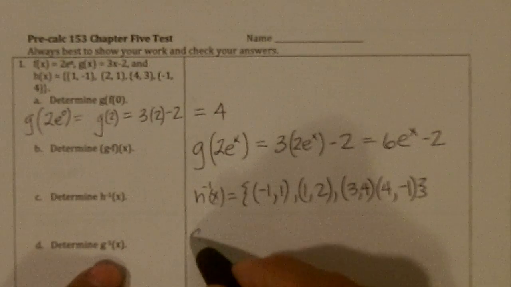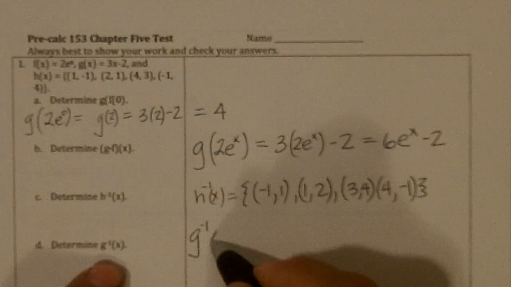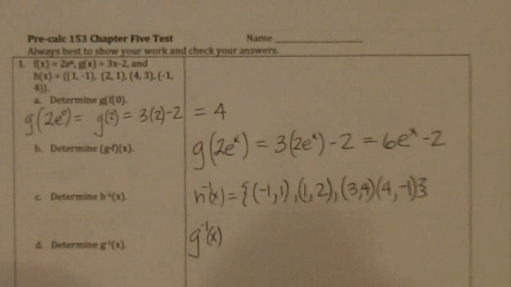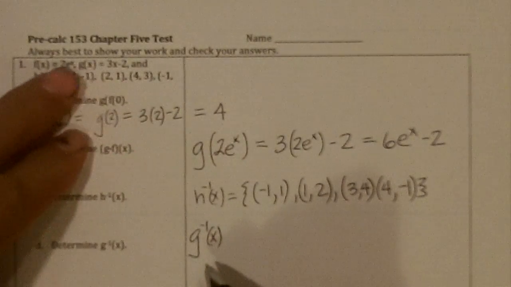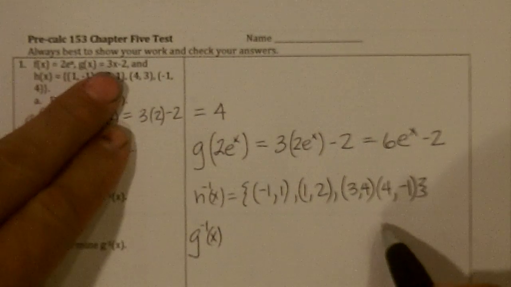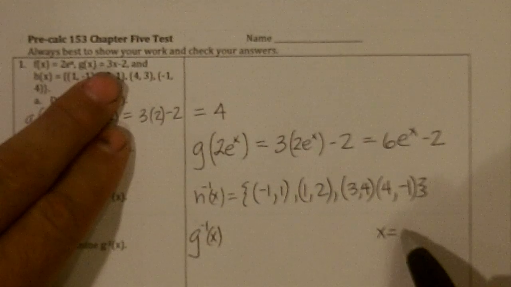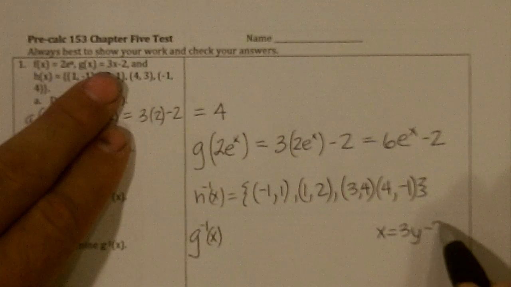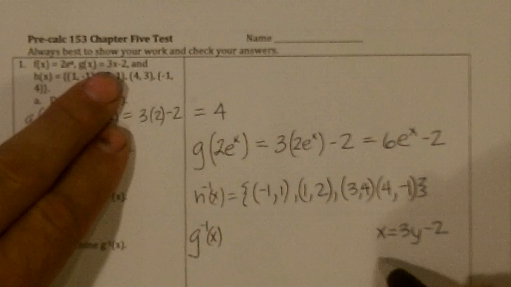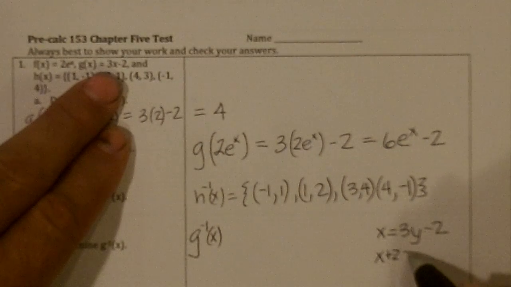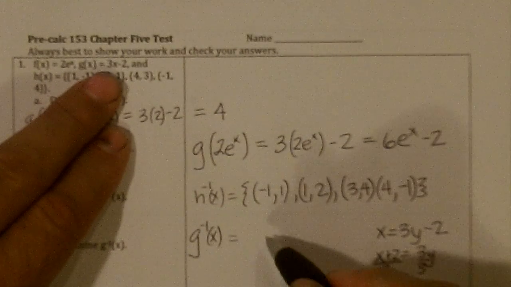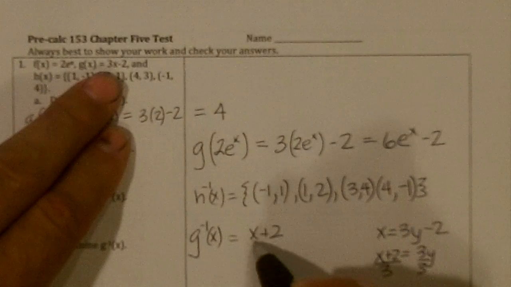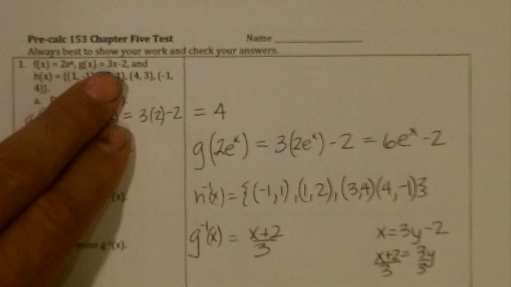And g inverse of x, then you have to take g and swap the y and the x, so that would be x equals 3y minus 2. Add the 2, divide by 3, and we get x plus 2 divided by 3 for the inverse.